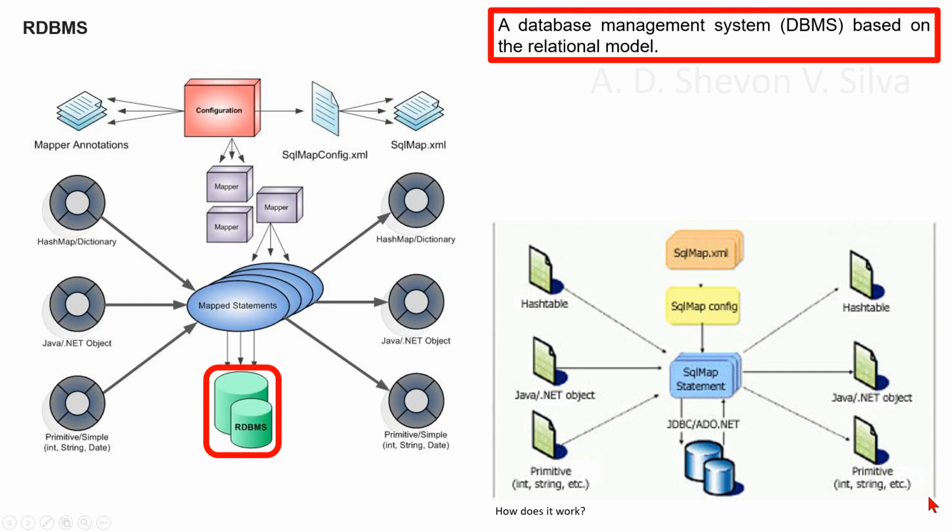MyBatis Data Mapper API allows programmers to easily map Java Beans objects to prepared statements, prepared statement parameters, and result sets. The philosophy behind the data mapper is simple: provide a simple framework to provide 80% of JDBC functionality using 20% of the code.